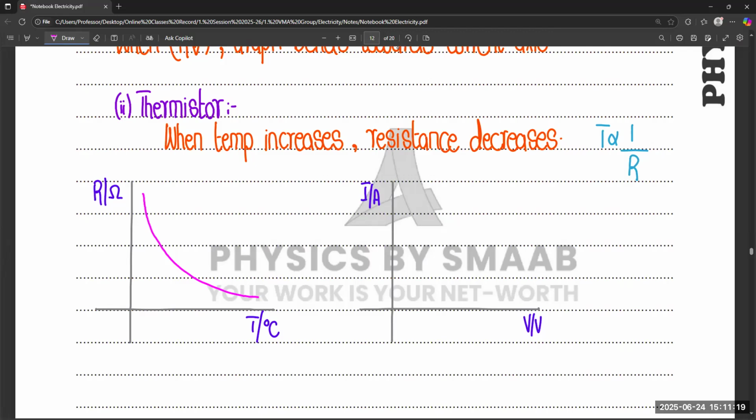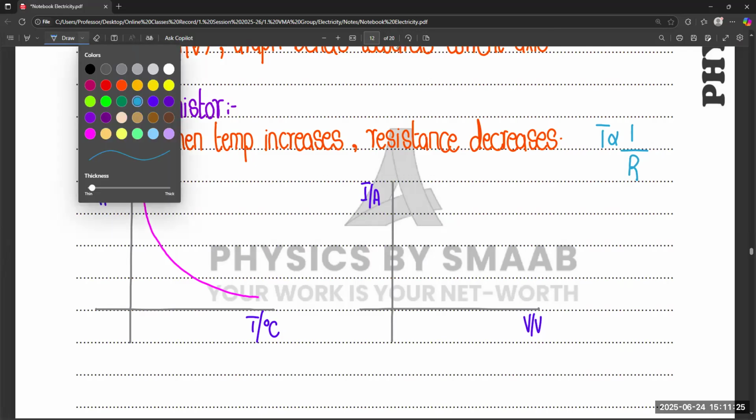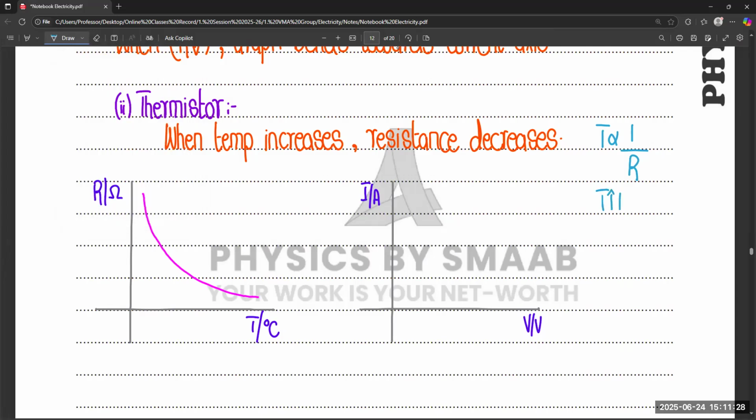And if we talk about the current and voltage graph, if temperature increases, resistance decreases. And at low resistance, there will be a high value of electric current. So it means the graph bends towards the current axis like this. So this time, when temperature increases, resistance decreases. In a filament lamp, when temperature increases, resistance also increases and current decreases. So this time we have the opposite of the filament lamp. And this is the concept of thermistor.